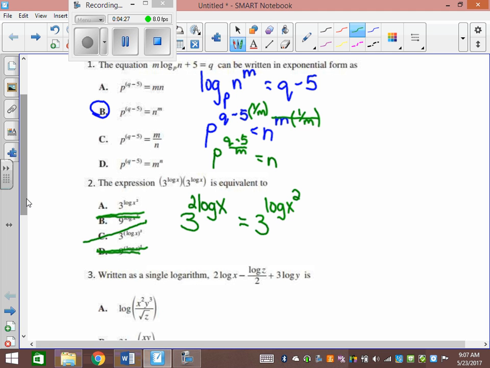It's wrong if people forget to add or think they need to multiply. It's also wrong because some people just think, oh crap, now is it this or this? Do I put the whole thing to the 2 or is it just the x to the 2? It's just the x that's to the 2. So it's A.